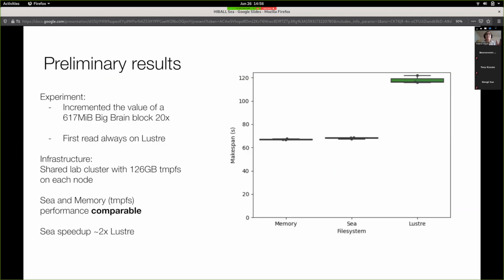And so I've done a bit of testing. It's still very much a work in progress. What I did was I had one BigBrain file that was 617 megabytes in size, and I had 20 iterations, so just copying over and over 20 times.